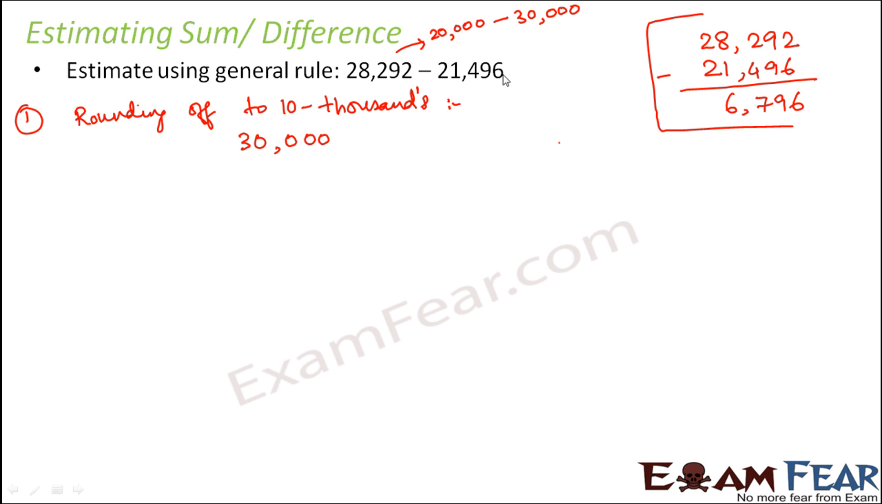What about 21,000? This also lies between 20,000 and 30,000, but it is closer to 20,000. So this can be approximated as 20,000. So when you find the difference, it is 10,000. That is the difference that you get. Now let us find the same difference by rounding off to hundreds.